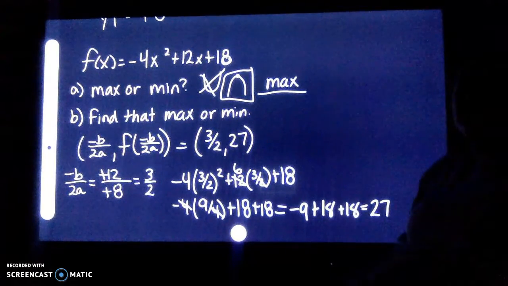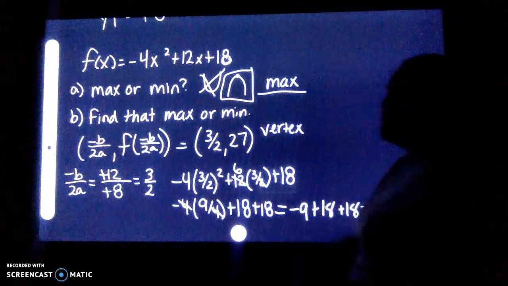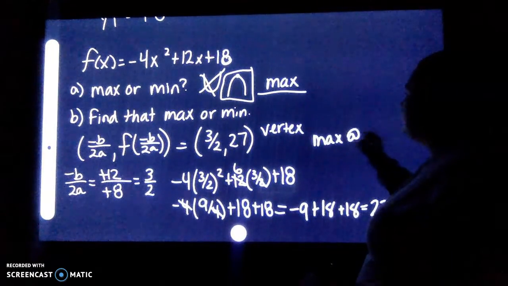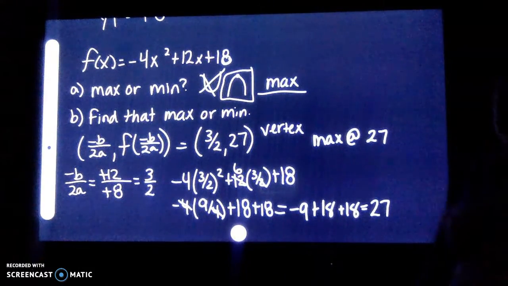But remember, we label our maximums and our minimums based off of the y value. So I would say I have a max at 27. And that's how I would write this.